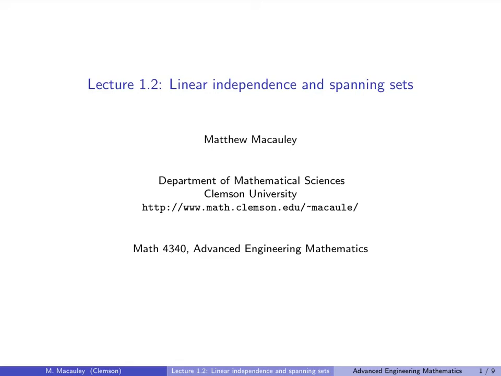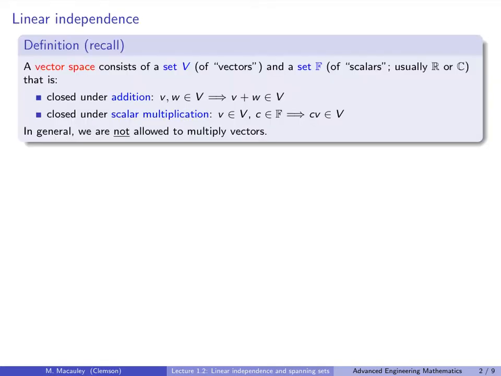Welcome to Lecture 1.2, Linear Independence and Spanning Sets. Recall from last time the definition of a vector space. This consists of two things: a set V, think of these as vectors, and a set F, which is a field, think of these as scalars. They're usually either real numbers or complex numbers, and then there are two conditions that have to hold.